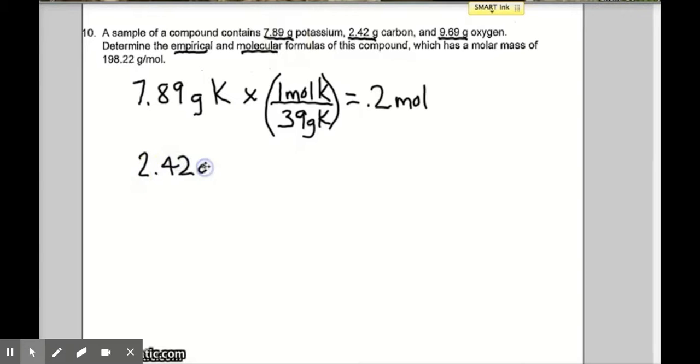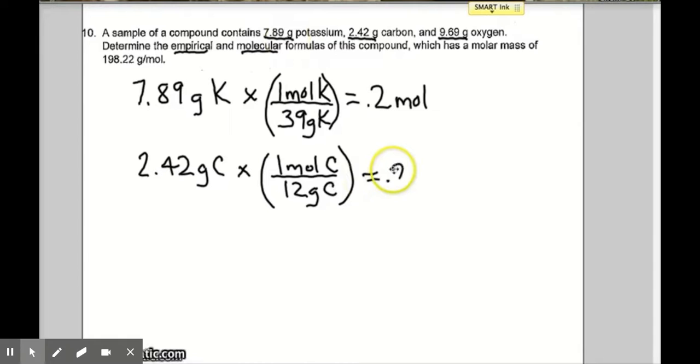For carbon, we have 2.42 grams of carbon multiplied by the molar mass, 1 mole of carbon over 12 grams of carbon, which is, again, found on the periodic table. And you take 2.42 divided by 12, you get 0.2 moles of carbon. And again, I forgot to do this, but it's important to cross off your units that cancel. So the grams cancel each other out, and that's why we're left with moles.